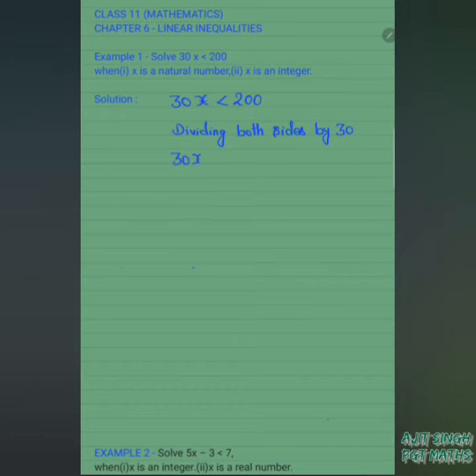So 30x divided by 30 is less than 200 divided by 30. So x is less than 20 upon 3, and 20 upon 3 is equal to 6 and 2 upon 3.